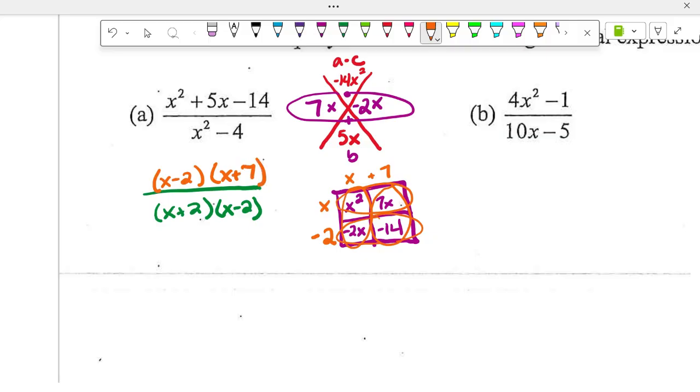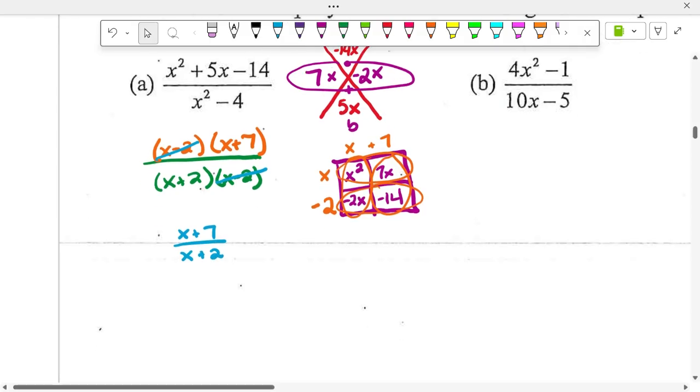So I now have both of these completely factored. All right, so now I can start crossing things out that I have in common between the numerator and denominator. What's the only factor that I can cross out? X minus 2. So I'm left with X plus 7 over X plus 2.